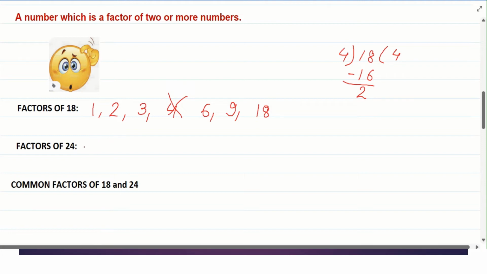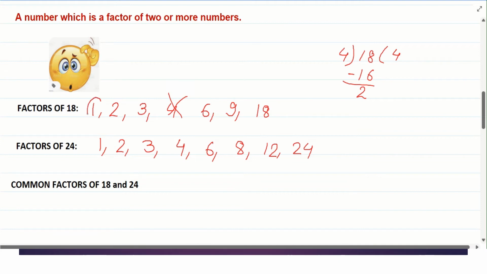Now let's find the factors of 24. So what are the factors of 24? The first one is of course 1, then 2, then 3, then 4, after this 6, after this 8, then 12, then 24. So we have found the factors of 24 as well. Now you can check over here.